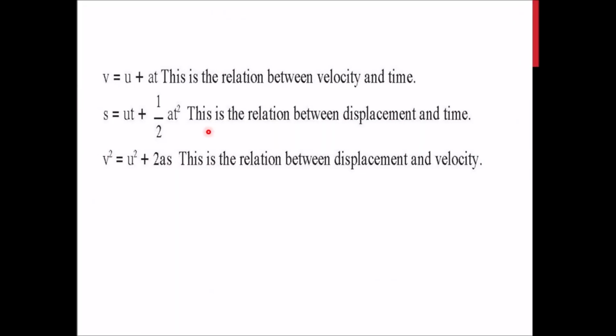So here we have the three equations which we have learned. V is equal to U plus AT, the relation between velocity and time. S equals UT plus half AT square, the relation between displacement and time. The third and final kinematical equation, V square is equal to U square plus 2AS, is the relation between displacement and velocity. These three equations are very important in order to learn the equations of motion or laws of motion.